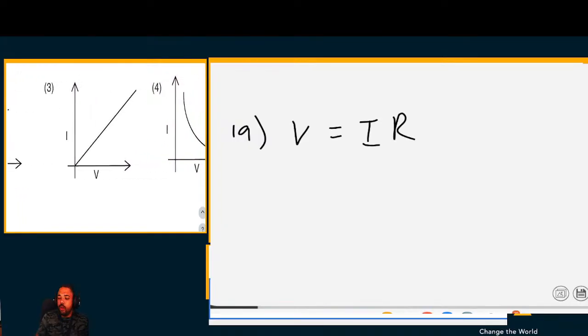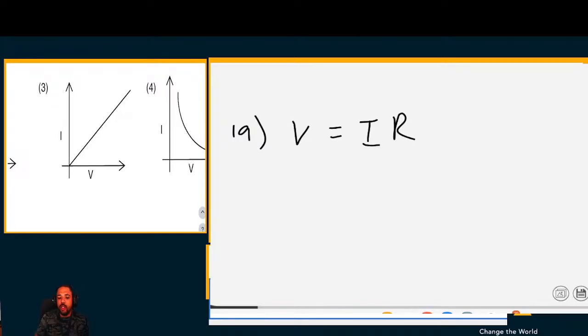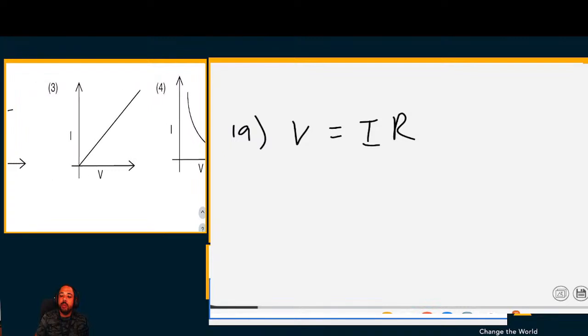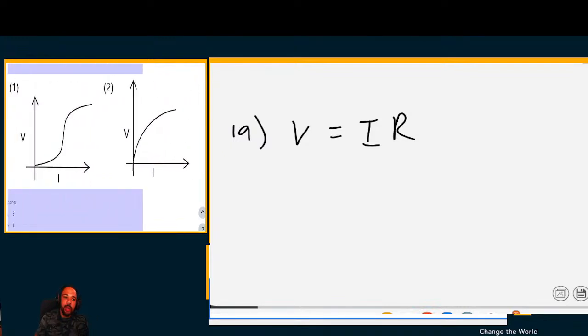Now note what I forgot to mention is on the horizontal axis we have the voltage, and on the vertical axis we have current. Which one of these best represents an ohmic conductor, meaning it follows Ohm's law? Can you guys hazard a guess? Which one do you think follows Ohm's law? Look at the formula for Ohm's law. V is equal to IR.